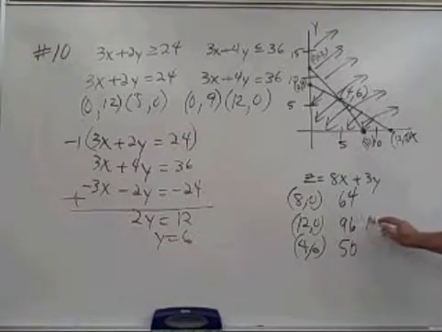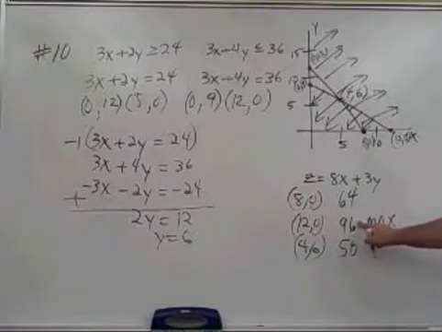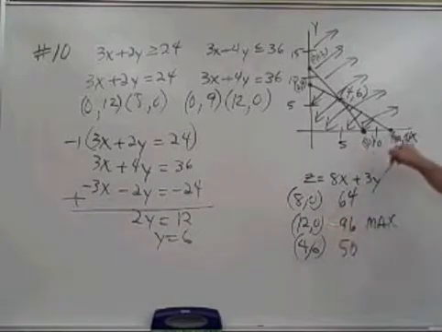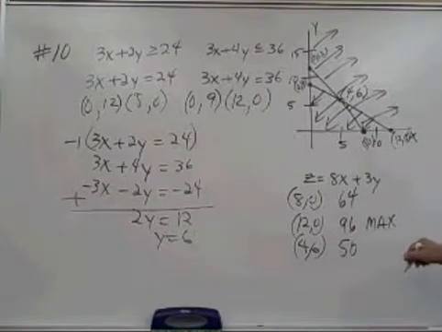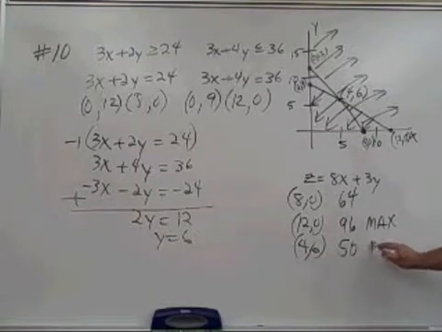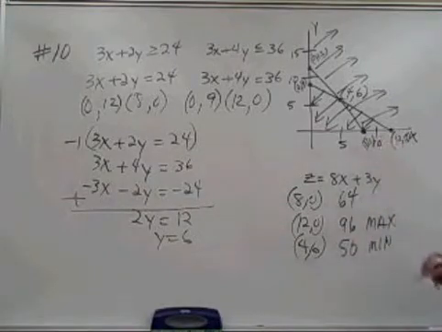So the maximum value of the objective function is 96, and it occurs at the point 12, 0. The minimum value of the objective function is 50, and it occurs at the point 4, 6.